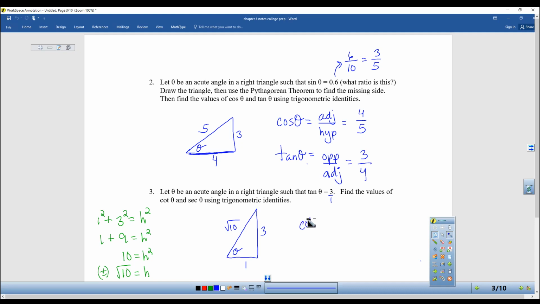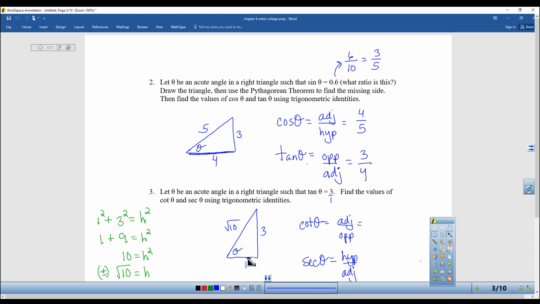So cotangent is adjacent over opposite, and secant is the flip. See, I actually don't have it memorized. I think of it as the flip of cosine. So instead of being adjacent over hypotenuse, it's hypotenuse over adjacent. That's how I memorize secant, the flip of cosine. It'll help you in many, many other things.